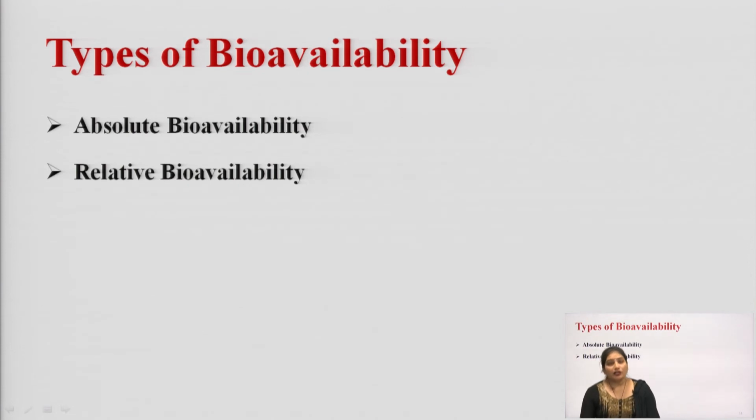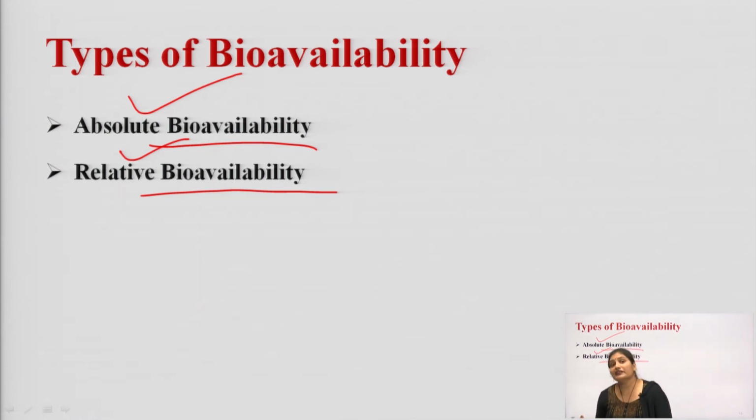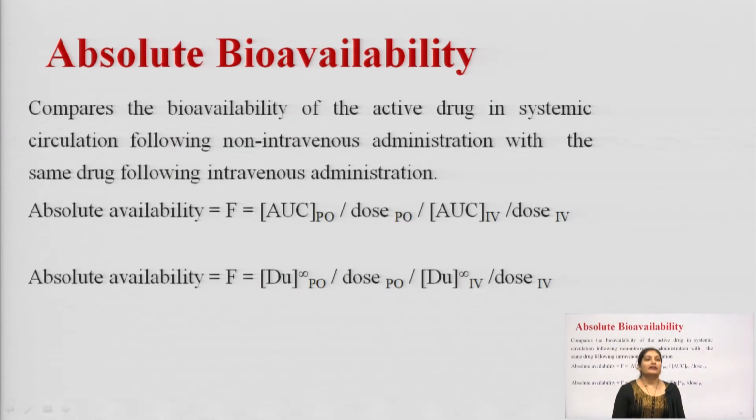Okay. Now, what are the different types of bioavailability? We are having 2 types of bioavailability. First is the absolute bioavailability, second is the relative bioavailability. Now, what is the difference between these 2 types of bioavailability? Okay, relative means comparable. The relative bioavailability is comparative bioavailability, whereas the absolute bioavailability is the total bioavailability, we can say. Okay. So, first is the absolute bioavailability.